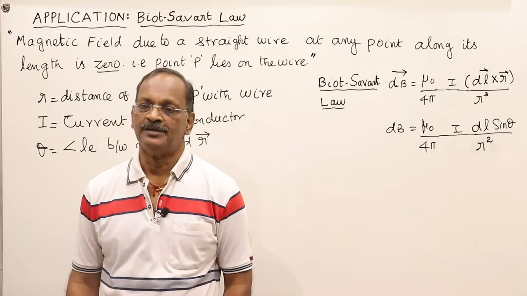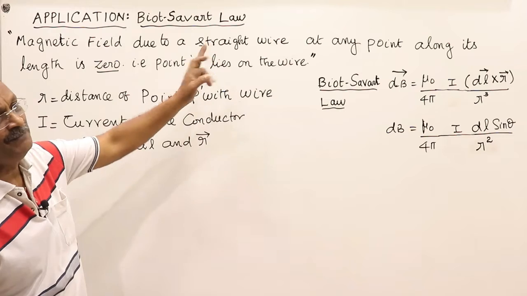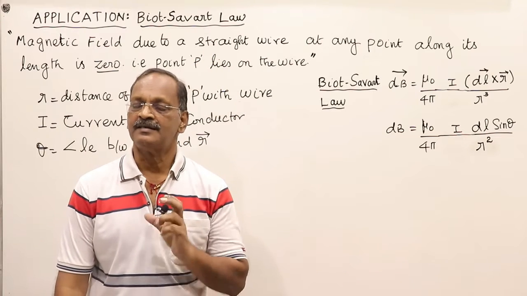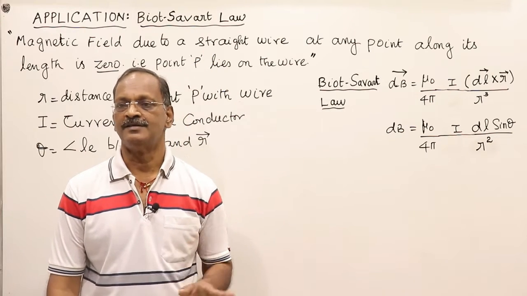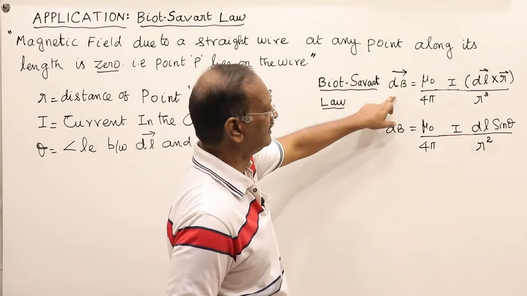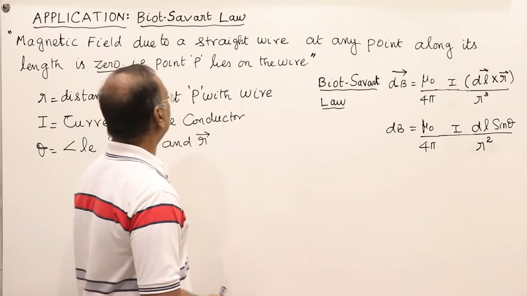Applications of Biot-Savart Law. The magnetic field at any point on a straight wire is always zero. How and why, we will see. This is the Biot-Savart Law in the vector form, and this is the magnitude form.